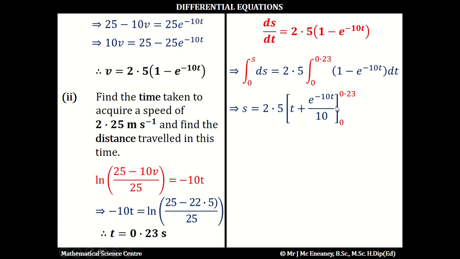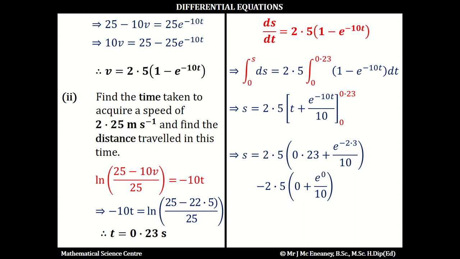Then we have to put in the upper limit first of all. So we put in 0.23 for t in both places. And then separately we put in 0 for t. So putting in 0.23 first for t, and then next we put in 0 for t. And using your calculator, the distance s works out as 0.35 meters.